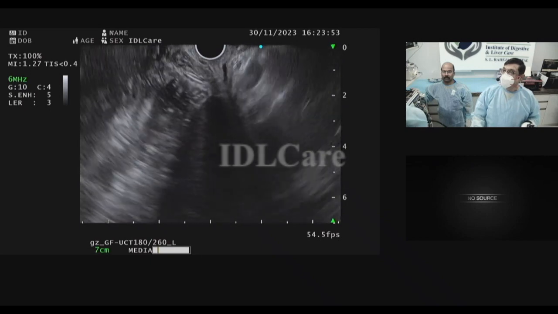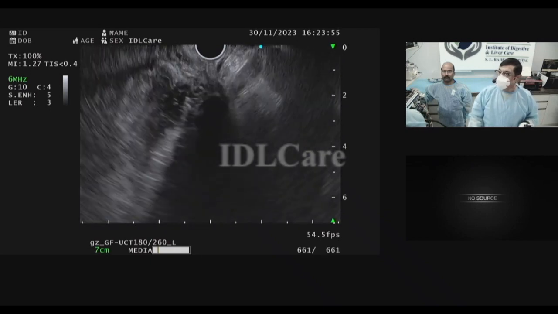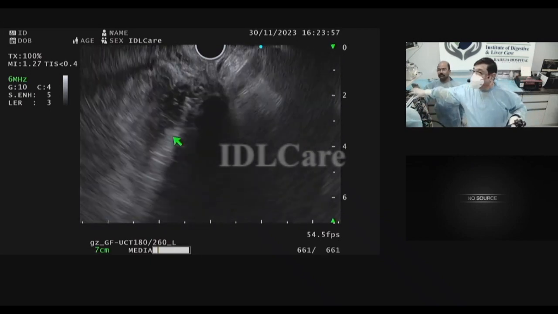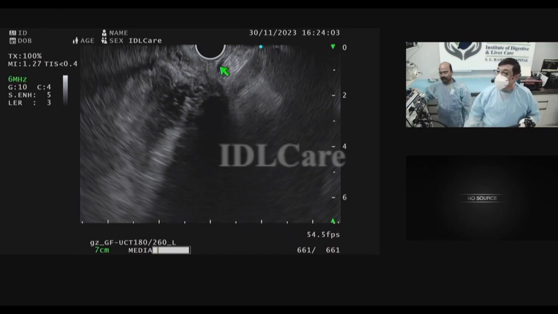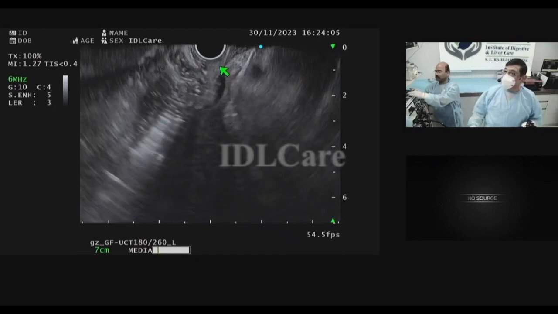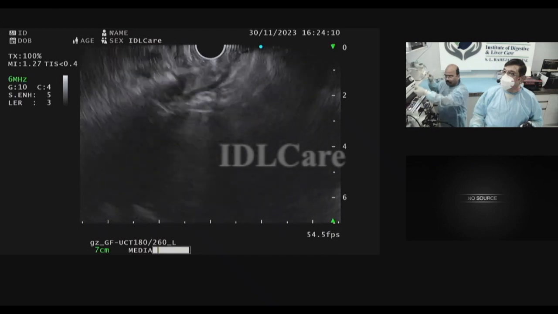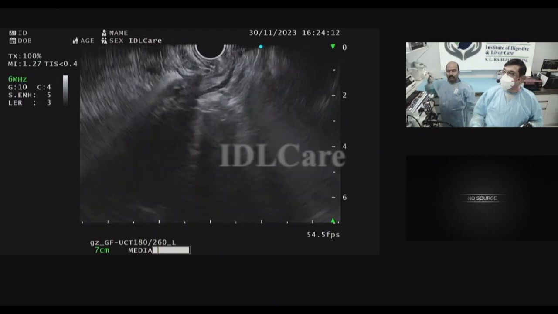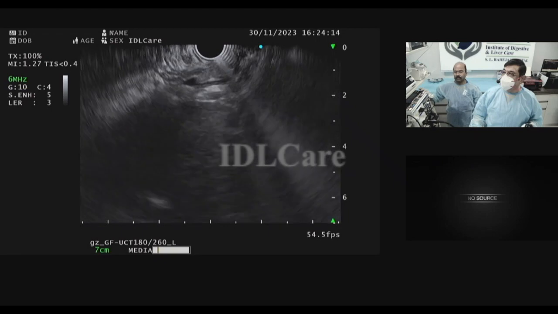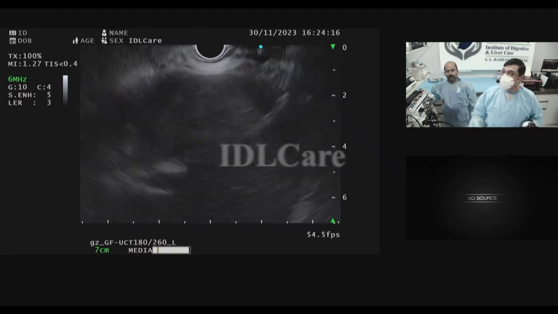So see, freeze. This is the diaphragm here. And this is the G junction here. You can clearly visualize all the wall layers here of the G junction, just like a sagittal view on CT. Actually, I feel it is even better than CT.